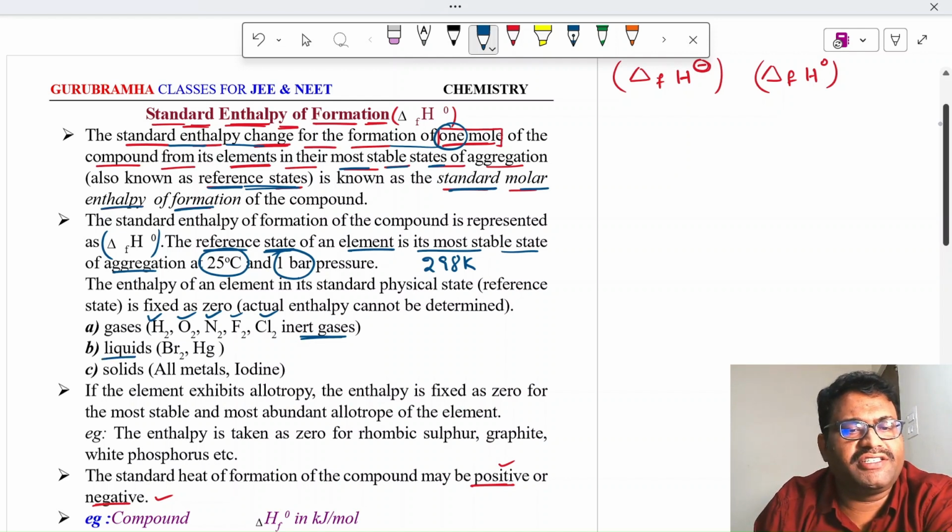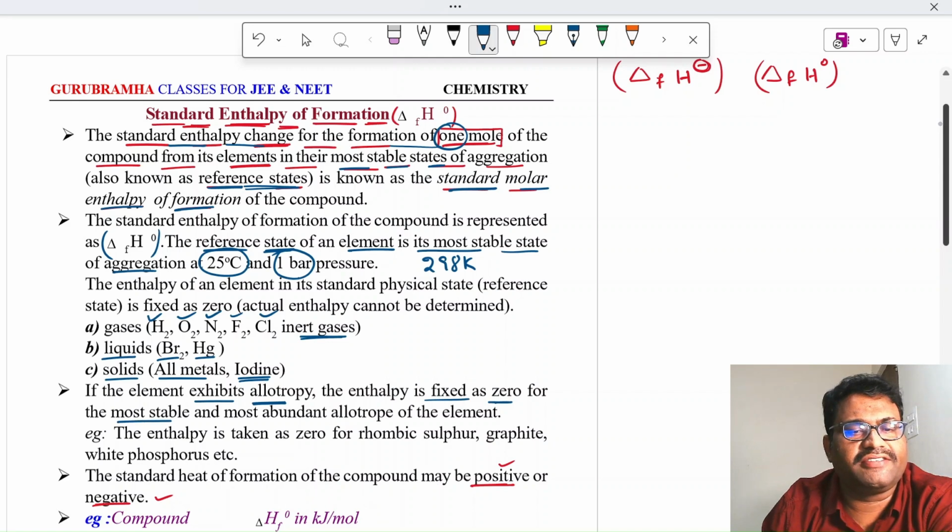And coming to liquids, bromine and mercury. Bromine in liquid form is the standard state. Mercury in liquid form is the standard state. Solids, all metals, and even iodine. Iodine in the solid state is the standard state or reference state. And when an element is exhibiting allotropy, the enthalpy is fixed as 0 for whom? The most stable state, the most abundant allotrope of the element.